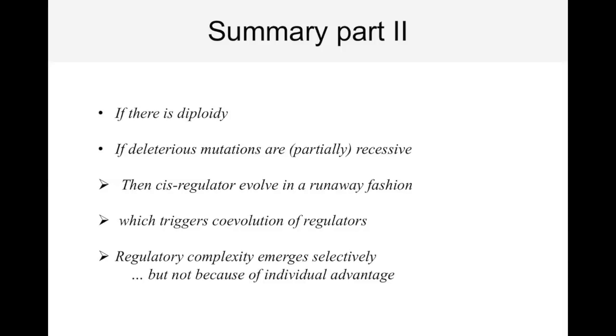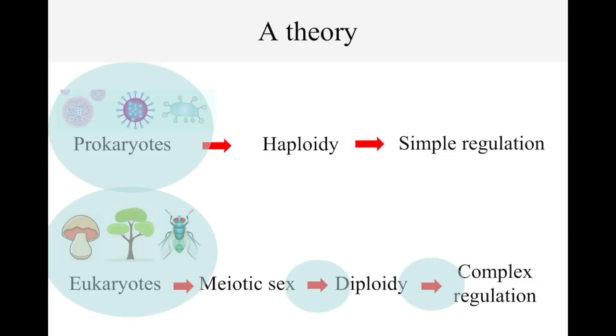So that's a summary of part 2. If there is diploidy, if deleterious mutations are partially recessive, then cis-regulators evolve in a runaway fashion. That triggers coevolution of all the regulators. And so regulatory complexity emerges selectively and not because of individual advantage here. So we are done with that slide. So I jump to my conclusions.